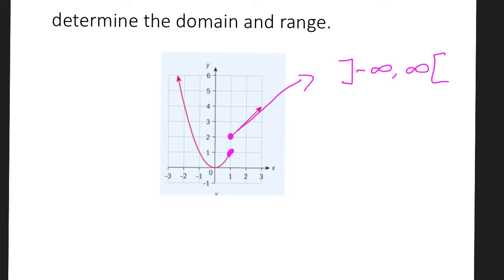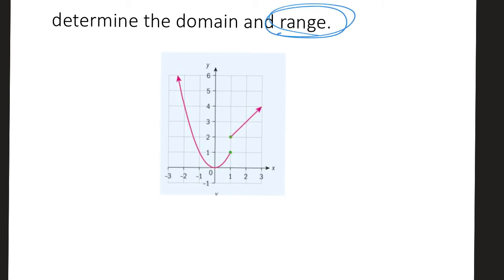Okay, now I'm going to switch, I think it's going to, yep, it deleted it. Sorry about that. Let's switch colors and do the range. Okay, so the range is looking at the y values, and you can kind of see that this graph bottoms out right here, right? The lowest value that I can find is 0. It is inclusive. And then it goes up forever from there. So it goes to positive infinity, non-inclusive.